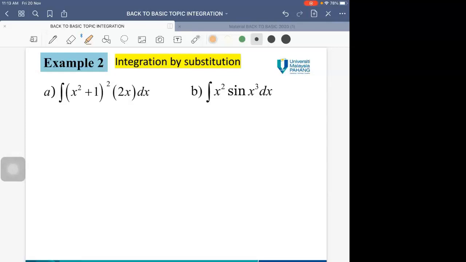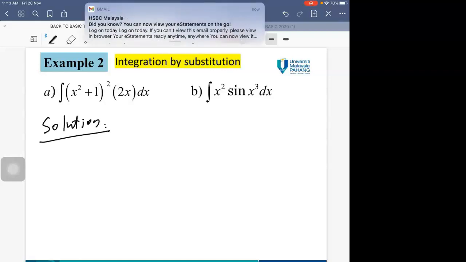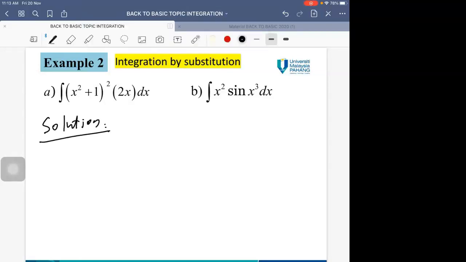Can you tell me? Try to figure out the solution. Cuba buat. If you want to let u, which term must you let be u? X squared plus 1. Why do you choose x squared plus 1 instead of 2x? Because it has the highest power. Another reason? Why do you choose u equal to x squared plus 1?